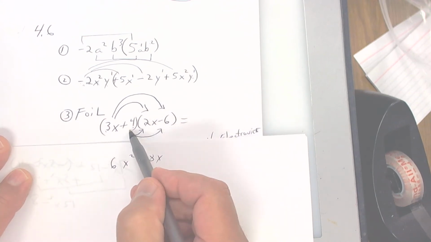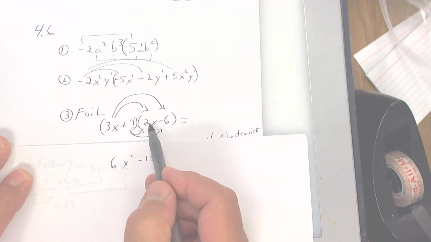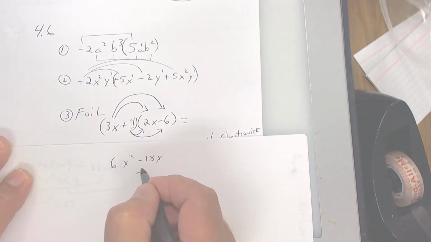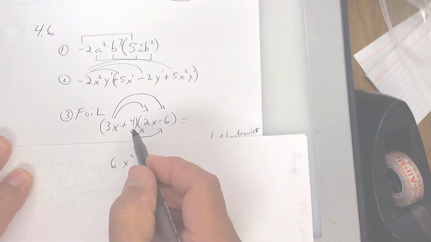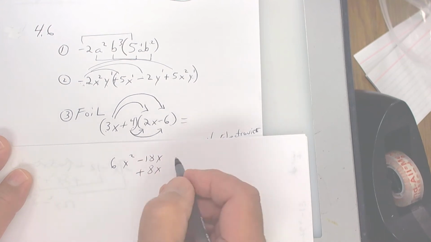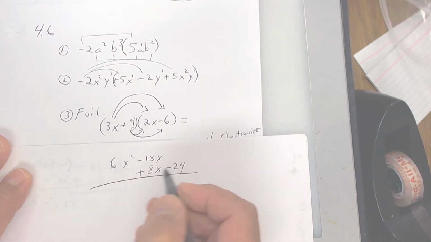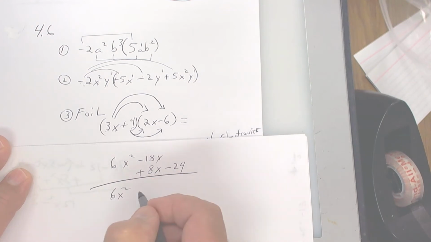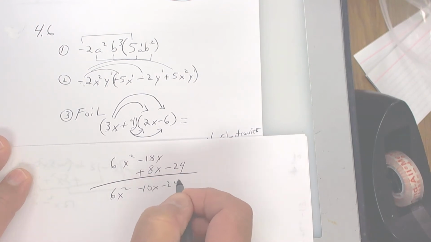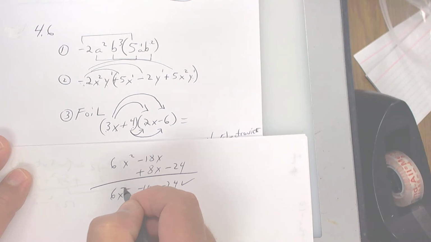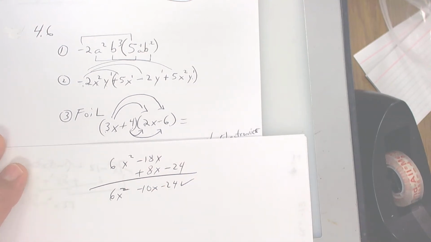Now you go to the second part. Positive times 2x is a plus 8x. Line it up, and then this times this is a negative 24. So you're going to get 6x squared minus 10x minus 24. Make sure you understand how to do FOIL. If you don't, raise your hand.